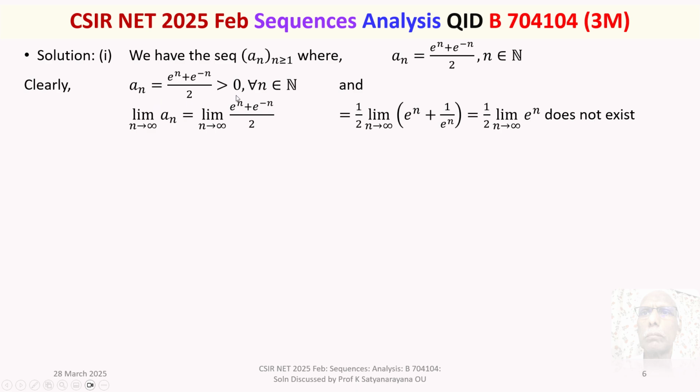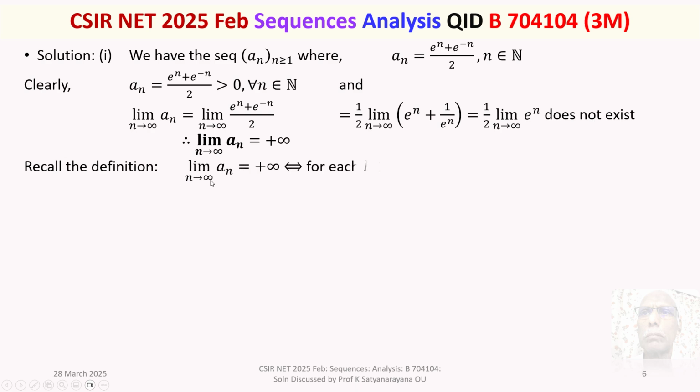Now every term an is positive for all n belongs to N, and the limit of an does not exist. Both these things tell you that it is divergent and diverges to plus infinity. By definition, the limit as n tends to infinity of an is plus infinity. Let's recall the definition. The limit of an is plus infinity if and only if for each r greater than 0, for every positive real number, there exists a natural number capital N such that an is greater than r for all n greater than or equal to N.